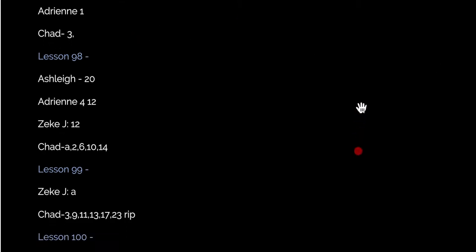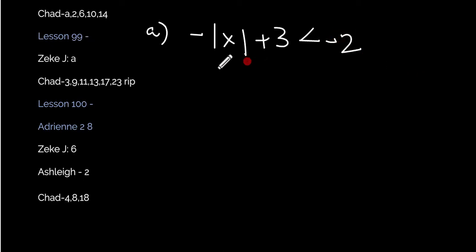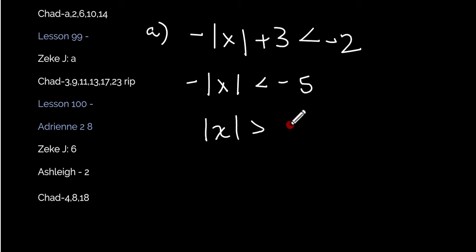Lesson 99. Okay, let's see if I can scroll this anymore. Lesson 99, starting with A. It's an absolute value problem. You get 2 answers with absolute value problems, so don't forget that. But we're going to graph these anyway, so this is A. Negative absolute value of x plus 3 is less than negative 2. The domain is the integers. So we're going to get the absolute value by itself, and we're going to get negative 5. Divide both sides by a negative, so we get the absolute value of x is greater than, we're flipping it, greater than 5.